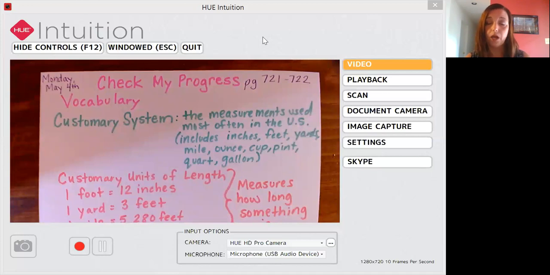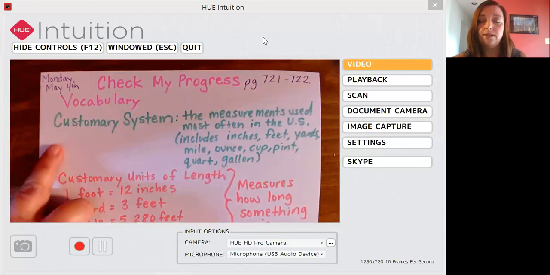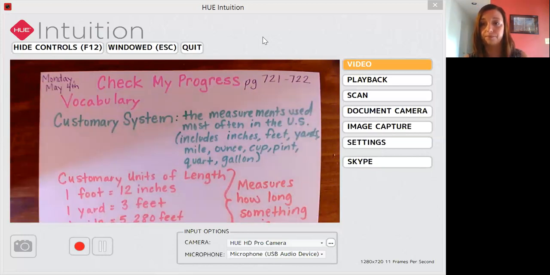I want to make sure that you all understand the vocabulary that we have been using in this chapter. In this chapter, we're learning about ways that we measure using the customary system. That word, customary system, is the system of measurement that's used most often here in the United States. The rest of the world uses the metric system. We are going to learn about the metric system in the next chapter, but this chapter is about how we measure in the US.